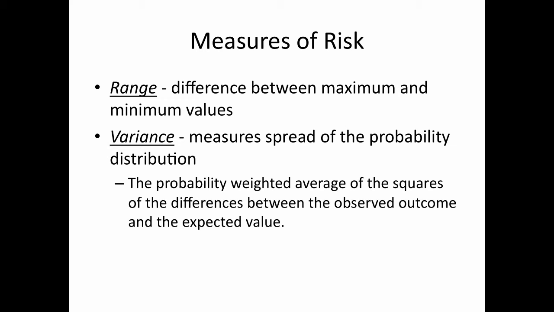Variance is more commonly used, and all the variance measures is the spread of the probability distribution. It shows how widely spread the particular outcomes are. The advantage of using variance is that it doesn't depend on whether or not you have negative outcomes or positive outcomes. And the variance is actually quite simple to calculate as well. It's simply a probability weighted average of the square of the difference between the observed outcome and the expected value.